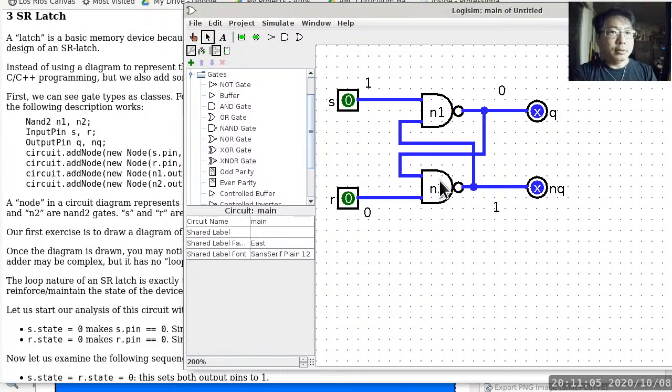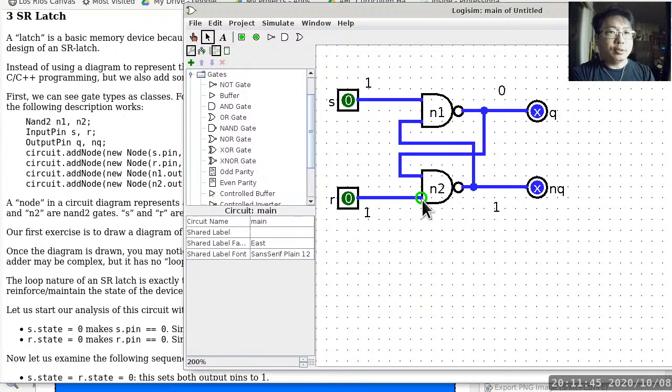All right, so here comes the next question. What if I change R from a 0 to a 1? Let's find out. Everything else being the same, now I change this 0 to a 1. Is it going to cause any additional changes? We look at this one, and it goes straight into N2. So the first thing that might change the output is N2. But the other input of N2 is coming from the output of N1, which is still a 0 at this point.